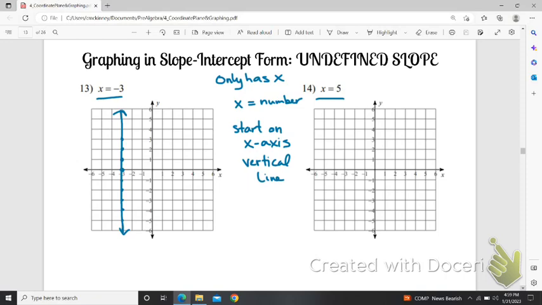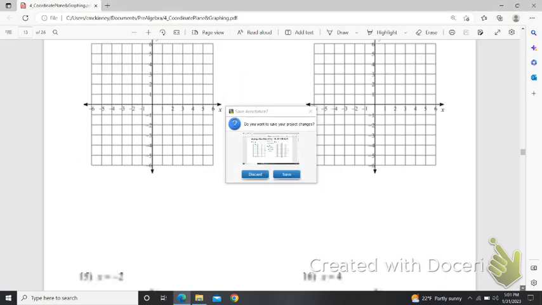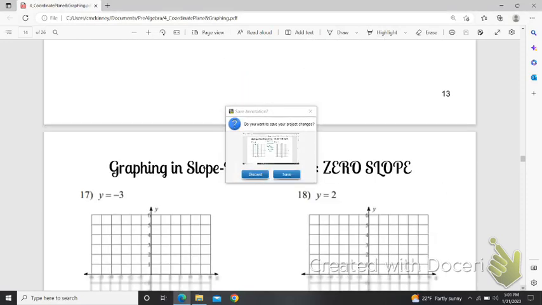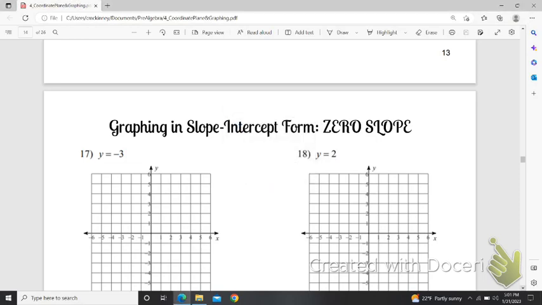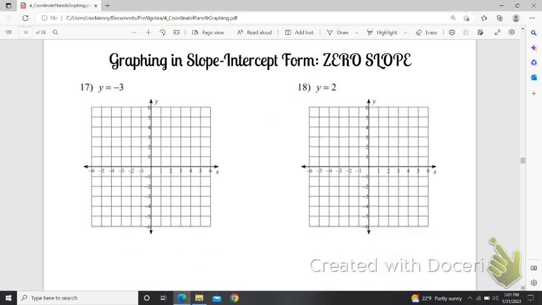So if there is only x equals some number, you're going to go to the x-axis, to that number, and then it's going to be straight up and down. So all of them on this page should be straight up and down. And then on the next page, these are all going to be horizontal lines.